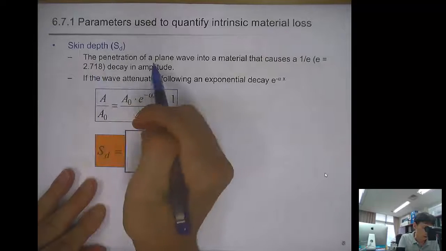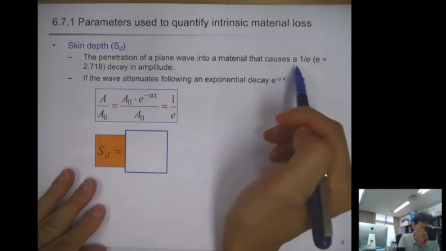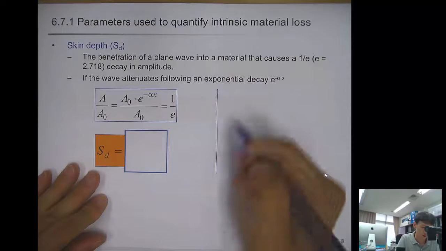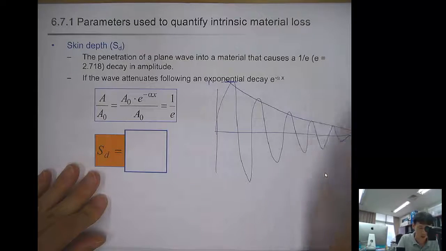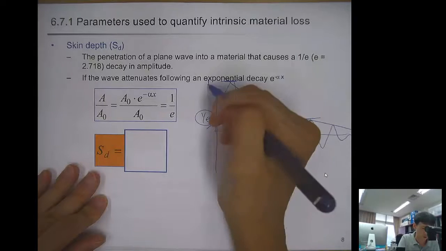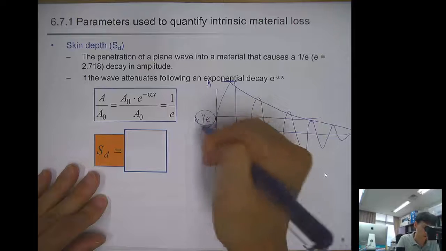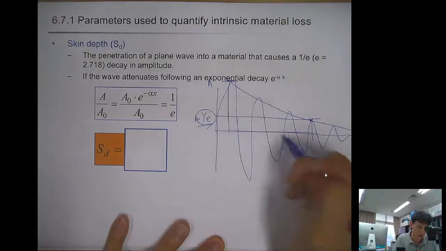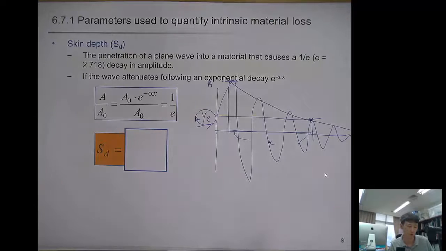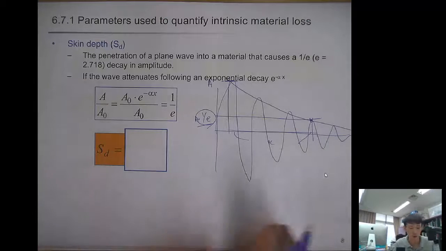Skin depth is the penetration of a plane wave into a material that causes decaying amplitude by 1 over e. This means that if this is 1, then this will be 1 over e. Or if this is A, then A times 1 over e. And looking at here, this is x, the distance over that amplitude decrement. So the skin depth tells you how far it can travel before the amplitude reduces by a factor of 1 over e.